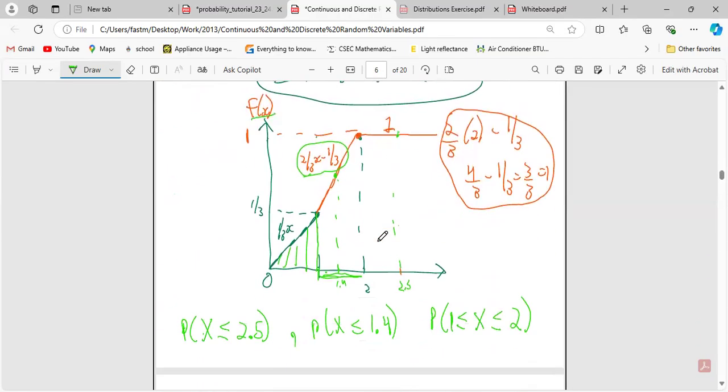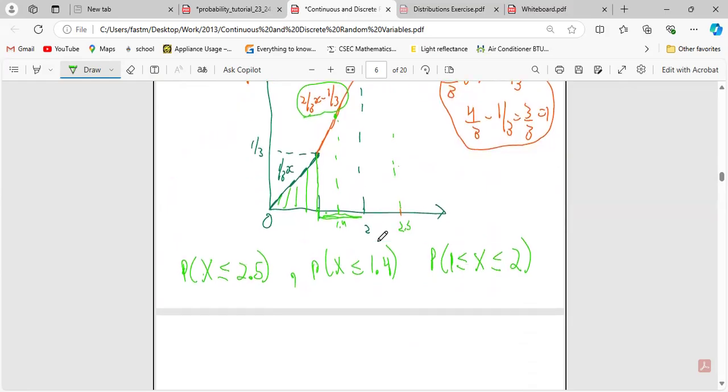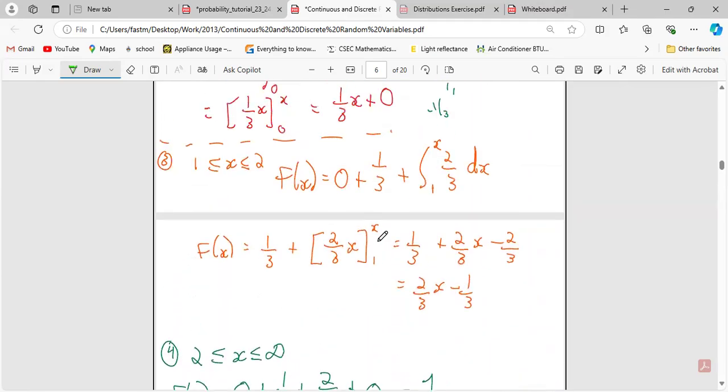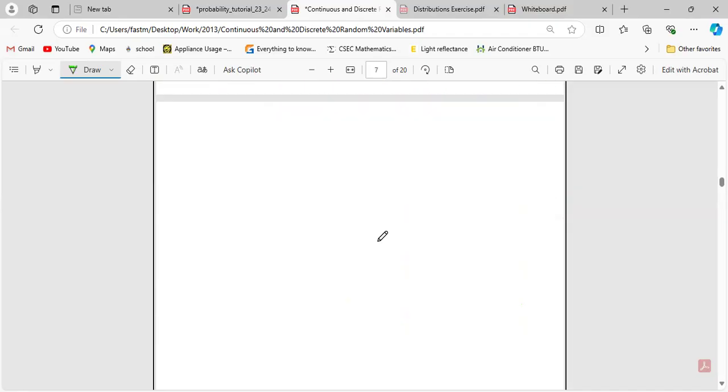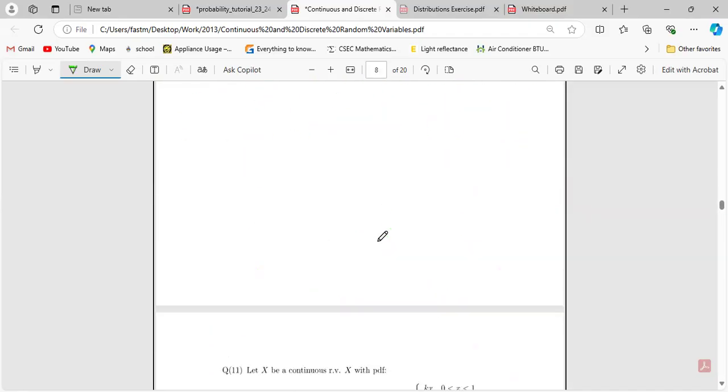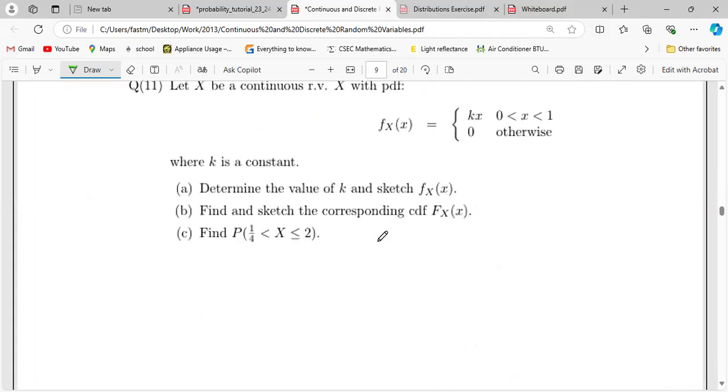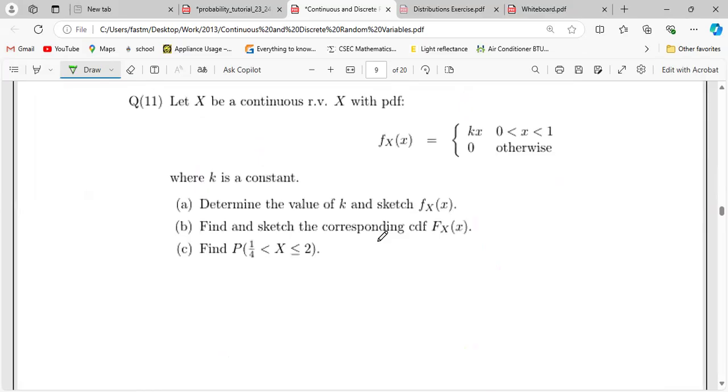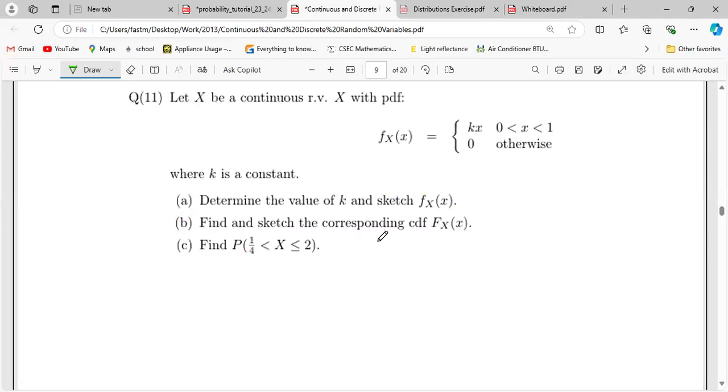All right, any questions? If no questions, I am going to continue to the other one. Okay, the next one. So let X be a continuous random variable with PDF f. Determine the value of k and sketch the PDF. The common f is the PDF.